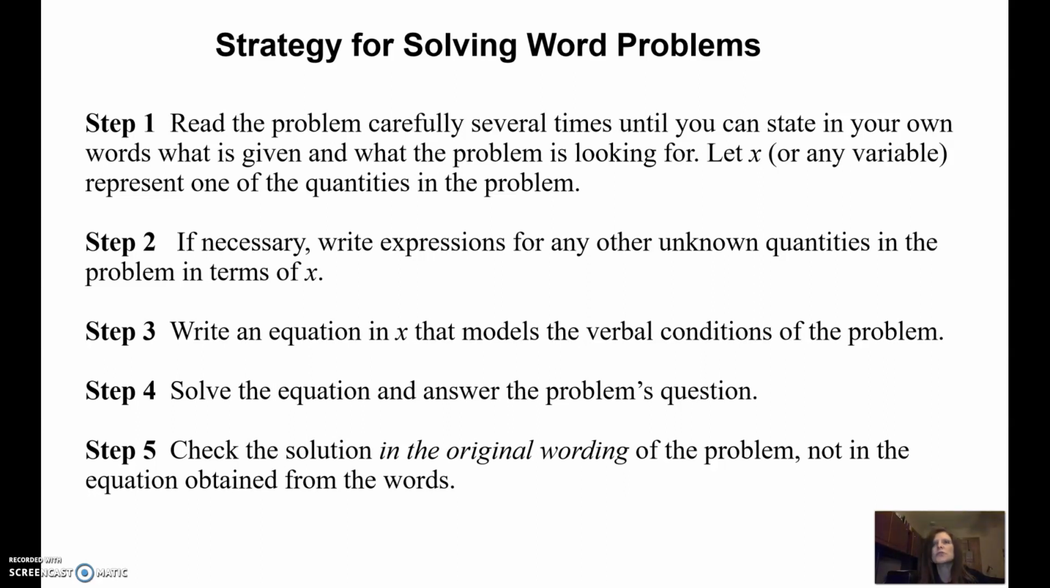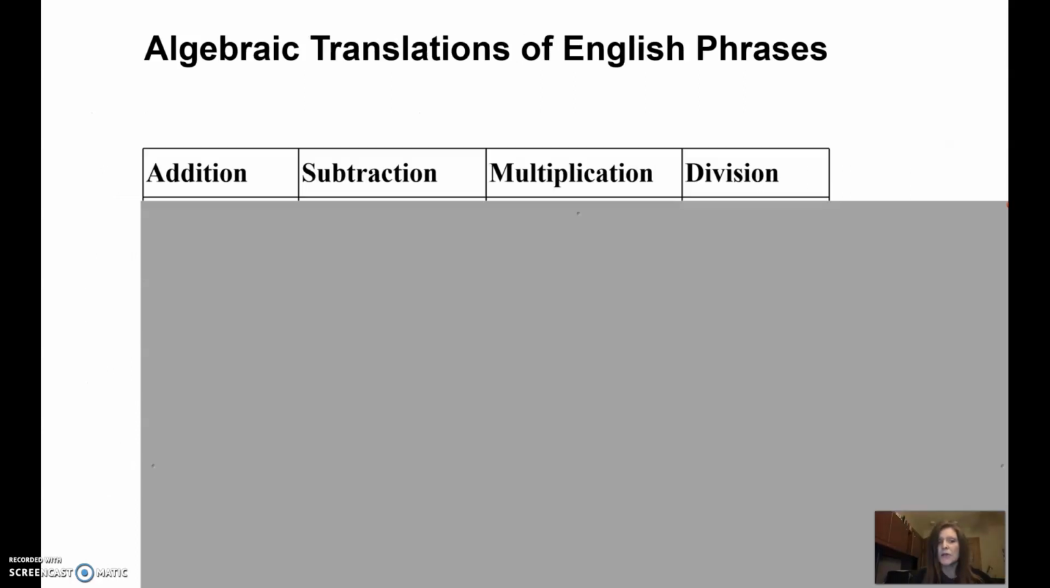Second, you want to try to come up with an expression that translates the English words into algebra. We're going to look at some key words in just a moment. Step 3 is, okay, now we've got expressions. Let's try to come up with an actual equation that includes that variable that we used at the beginning. Finally, we'll solve the algebraic equation and then check it to make sure it makes sense in the original wording of the problem.